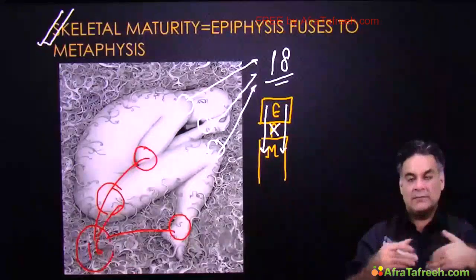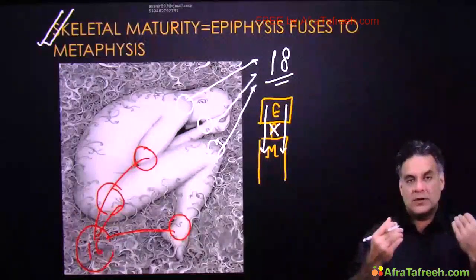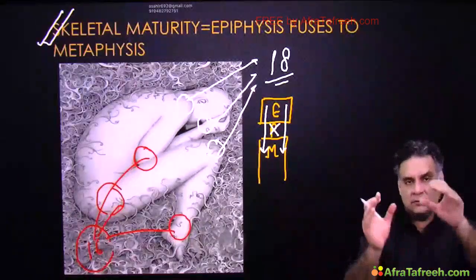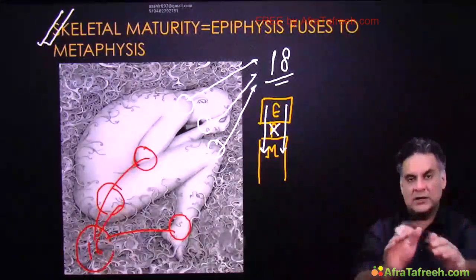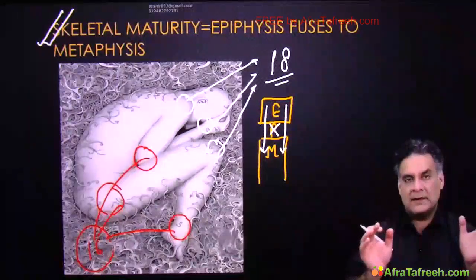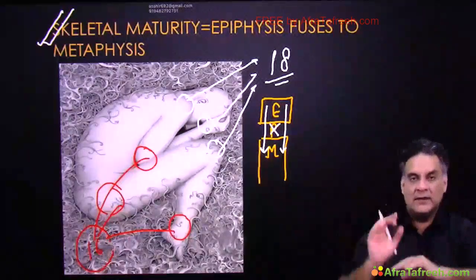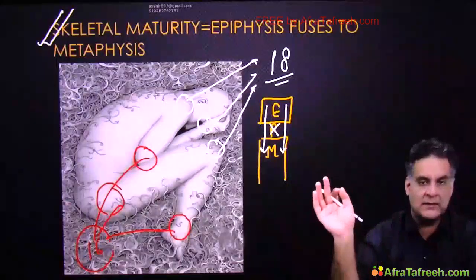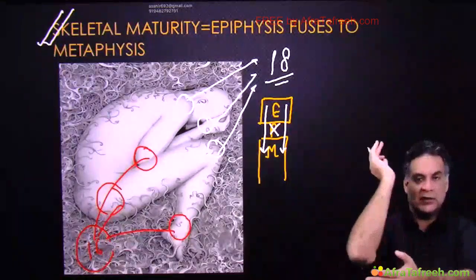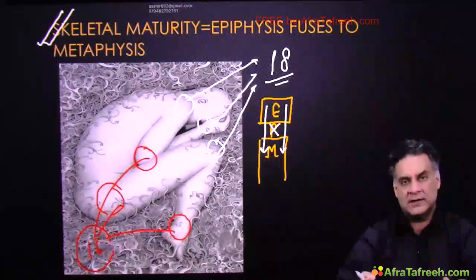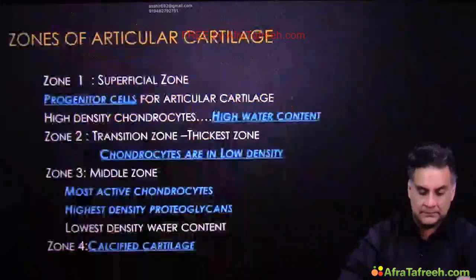So those who look up, they grow more: shoulder, wrist and knee. Those who look down, finish early: hip, ankle and elbow. 16 years. One of the commonest questions here, elbow ossifies at what age? So elbow, 16 years. Remember this.